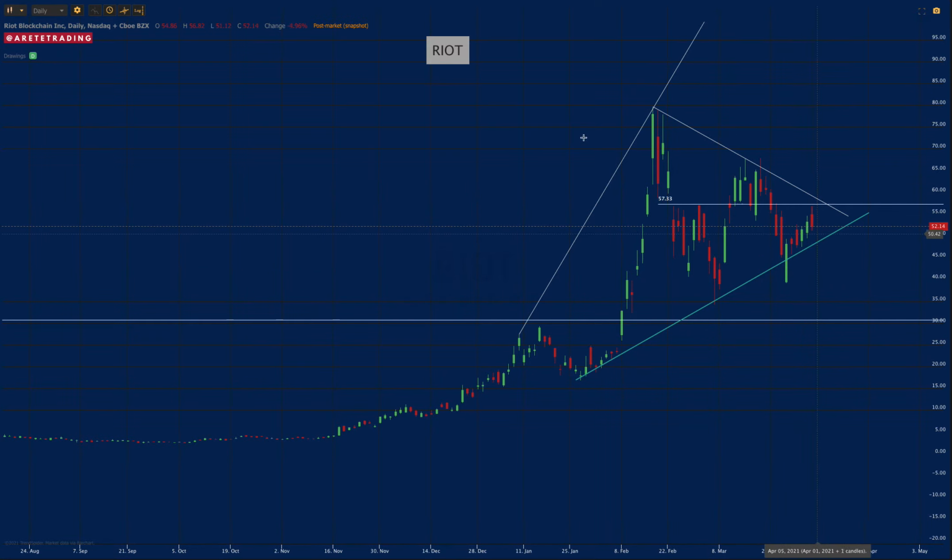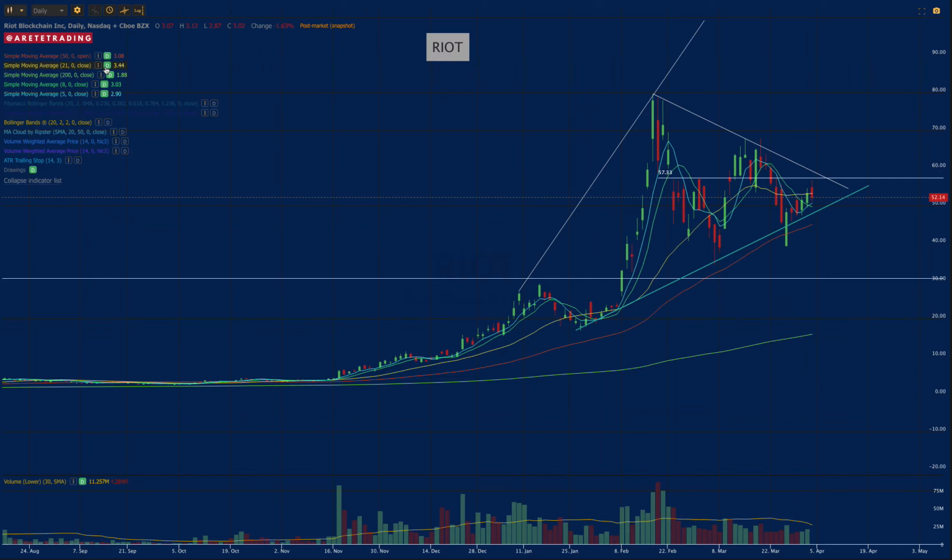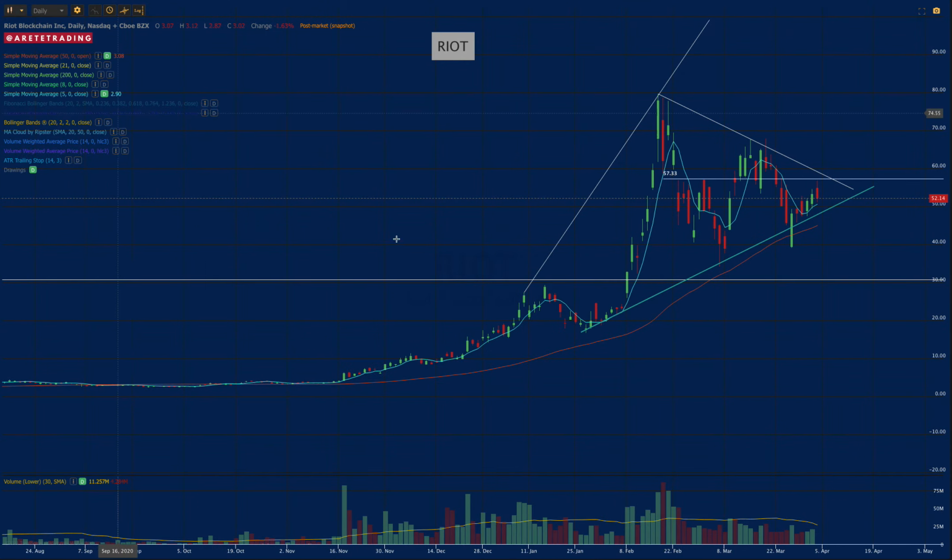The fact that we're holding here, and really also the fact of how we're responding to the 50-day and this lower trend line, that's really important. So I would keep Riot on my list, and I'd be paying attention, looking for that breakout.